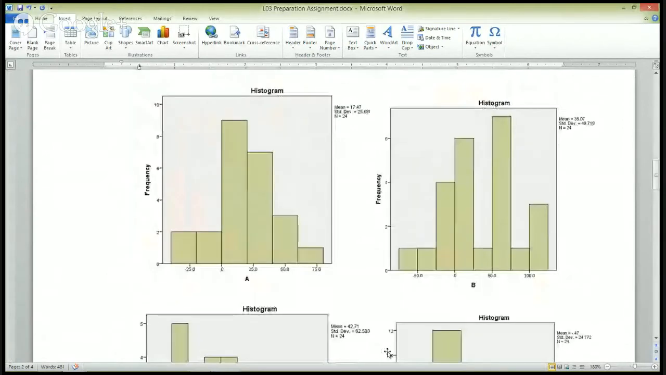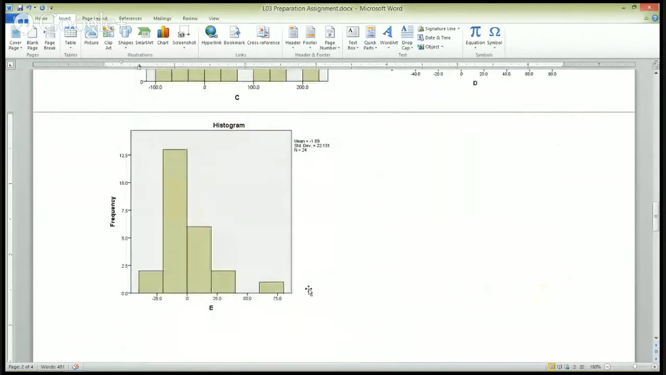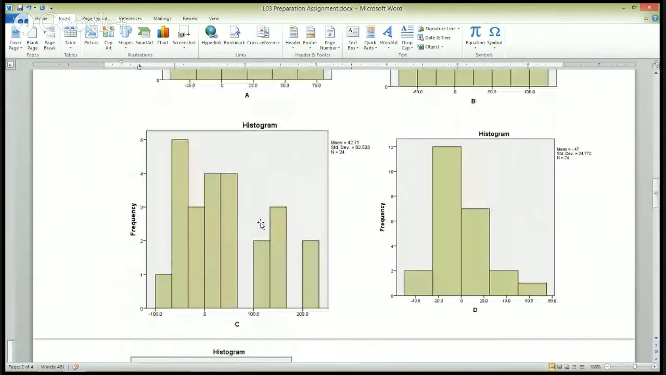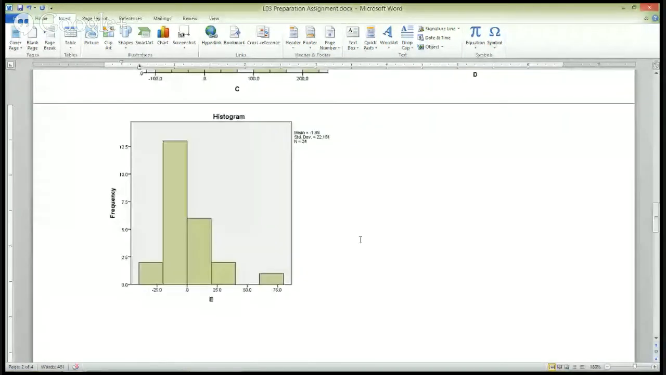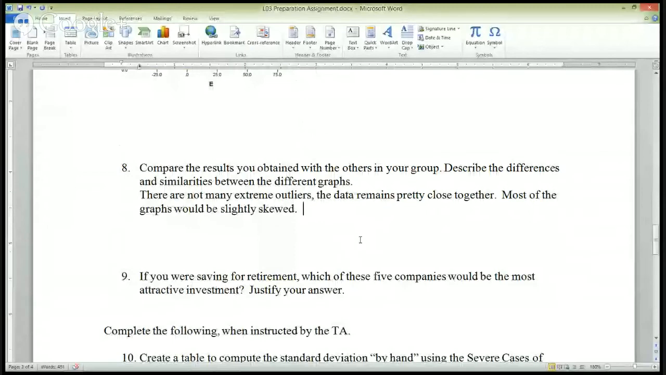That's what I'm saying, the data is really tight to each other, so there's not a big skew to one side or another. So all of them are pretty bell-shaped. Yeah.